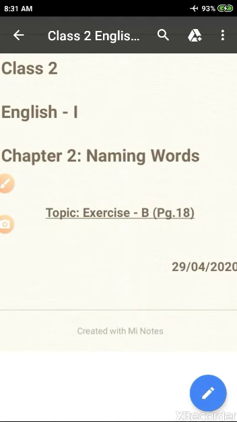Now let's start exercise B with reading of the instruction. So what's given as instruction for this exercise? Let's see. Okay, keep your finger there. Circle the naming words, write them in the correct columns.